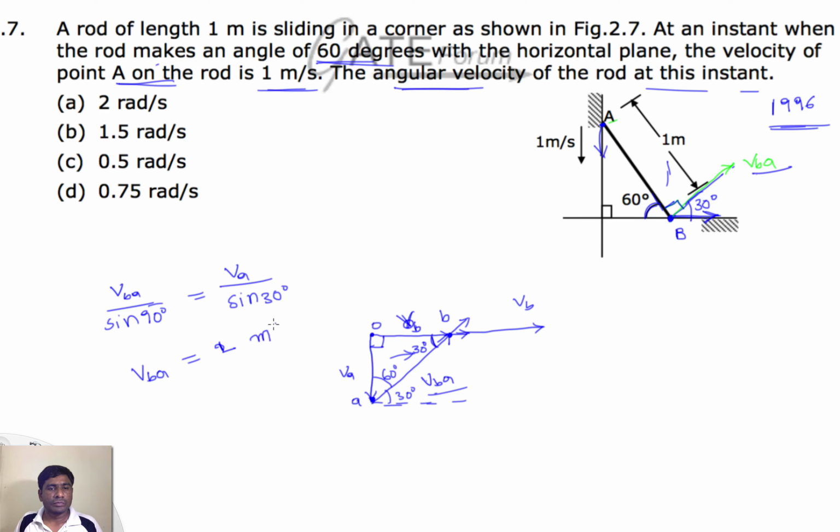But here we need to find the angular velocity of the rod, omega AB. This can be written as omega AB into the length of AB, and the length of AB is 1 meter. So what is omega AB then? Omega AB equals 2 radians per second.